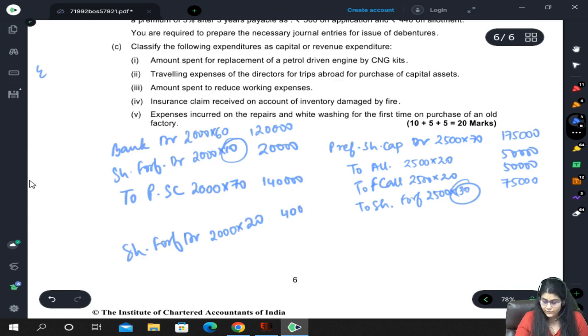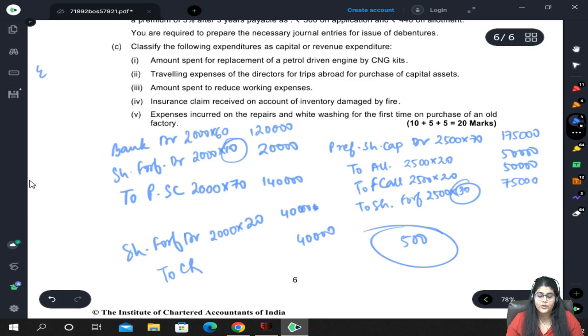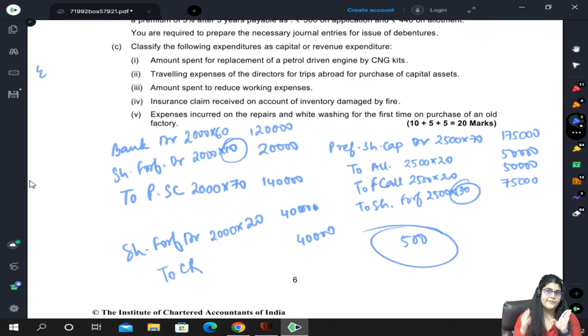So this 40,000 is actually the profit on the shares which we have reissued. So it should get transferred to the capital reserve account. Remember, the remaining 500 shares are still lying forfeited. So the share forfeiture for these 500 shares should also be remaining intact. All right.